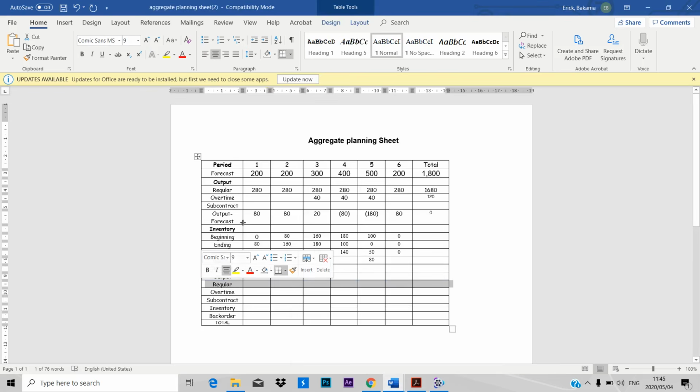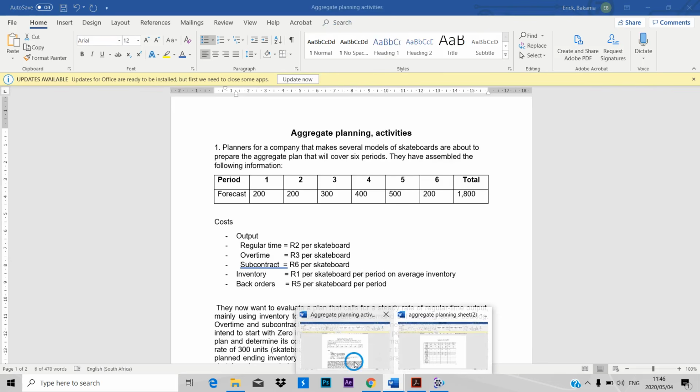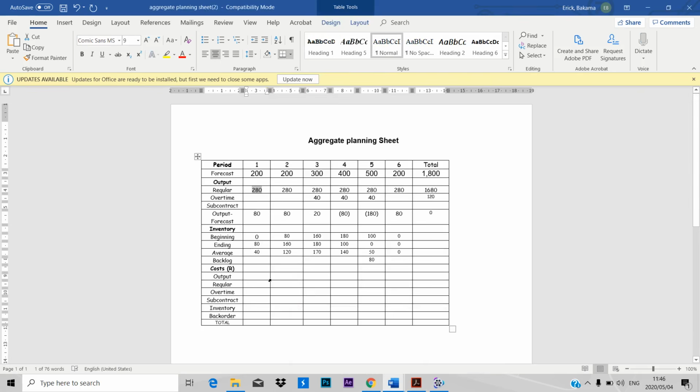The regular says that initially the company manufactured 200 units per period. But the cost is that we need to pay 2 rand for every unit that is manufactured, which means that in the first period we have manufactured 280 units, and the company says it's 2 rand for every unit manufactured. So in total we are going to have 560 in the first period. 560, 560, 560 for the fifth period, and for the sixth period.